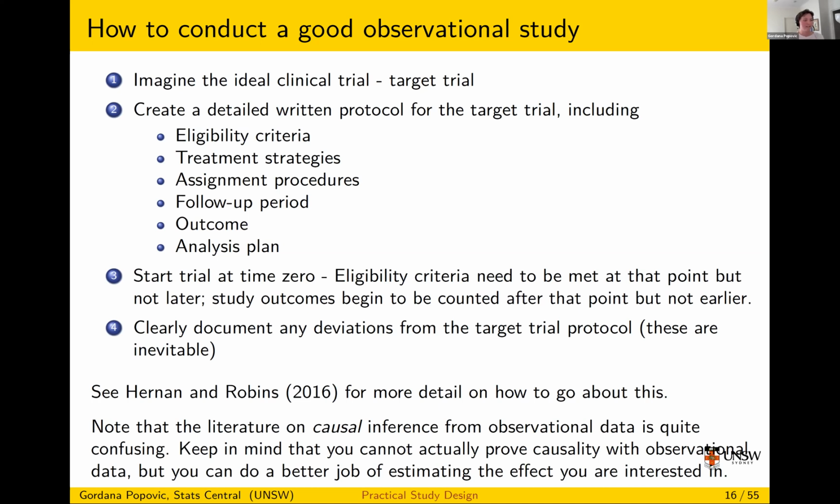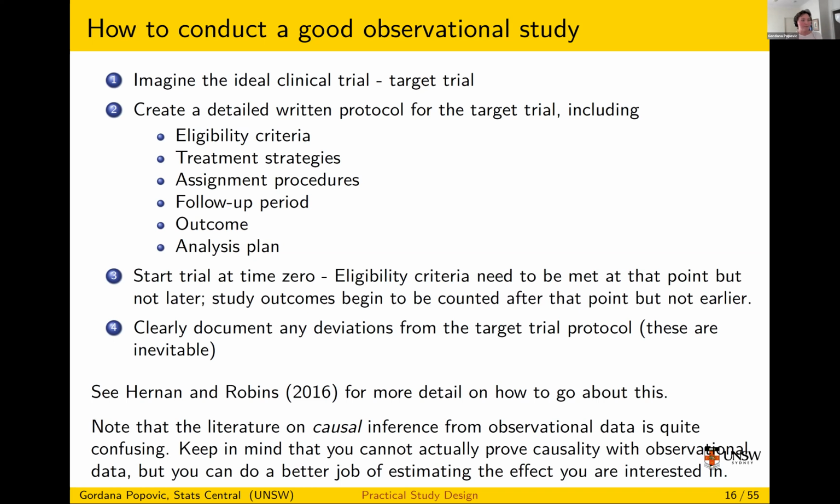And if you had infinite money, and you were allowed to give people cigarettes and make them smoke without causing them damage, that's what you would do. All right, so you have this clinical trial in mind that you'd like to do. So then you write it down. You write down your eligibility criteria.